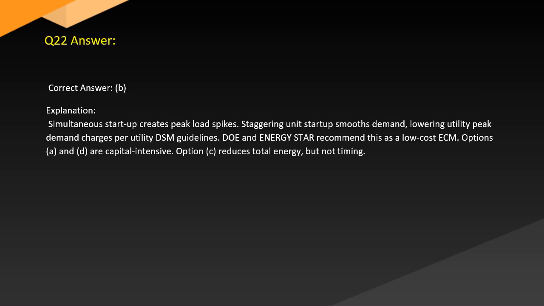Answer. Correct answer: B. Explanation: Simultaneous startup creates peak load spikes. Staggering unit startup smooths demand, lowering utility peak demand charges per utility DSM guidelines. DOE and Energy Star recommend this as a low-cost ECM. Options A and D are capital intensive. Option C reduces total energy but not timing.